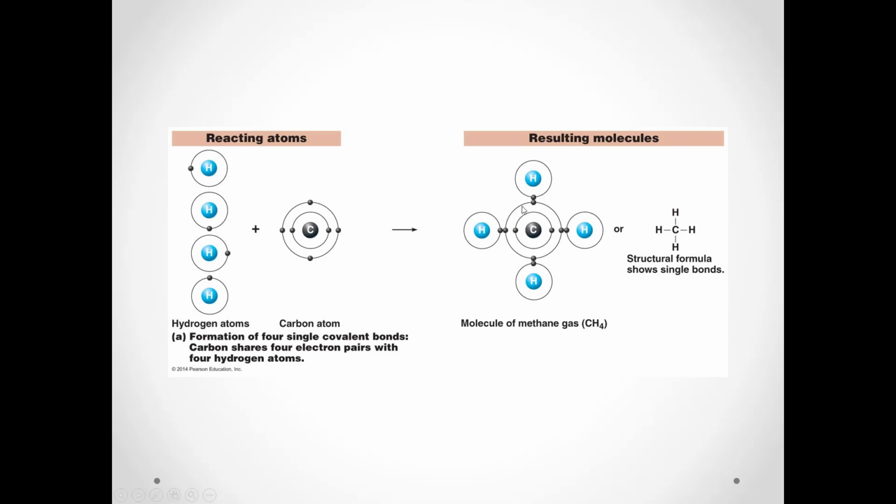So now you can see we have pairs of electrons being shared, and so then we call that covalent bonding. And when we abbreviate that, this line represents pairs of electrons, single bonds. And we'll talk more about that in the next lecture.